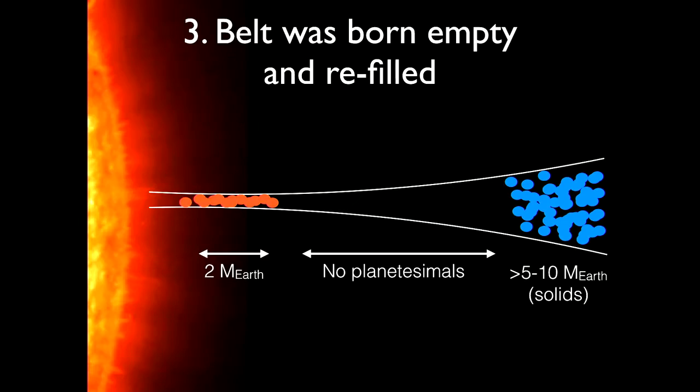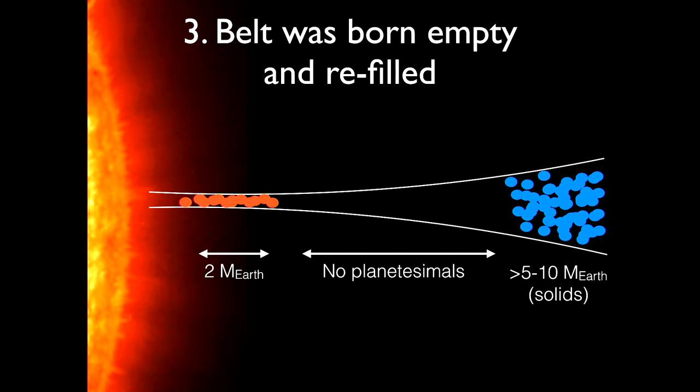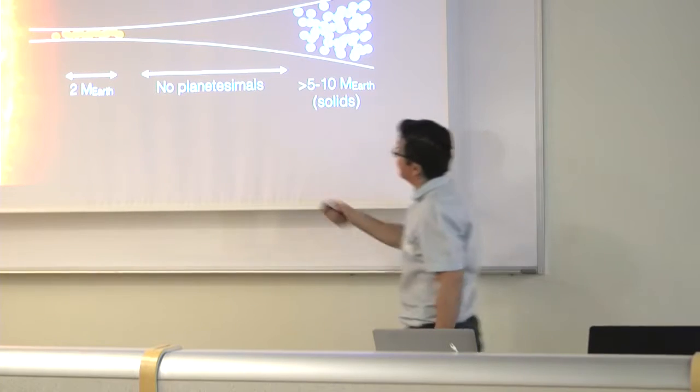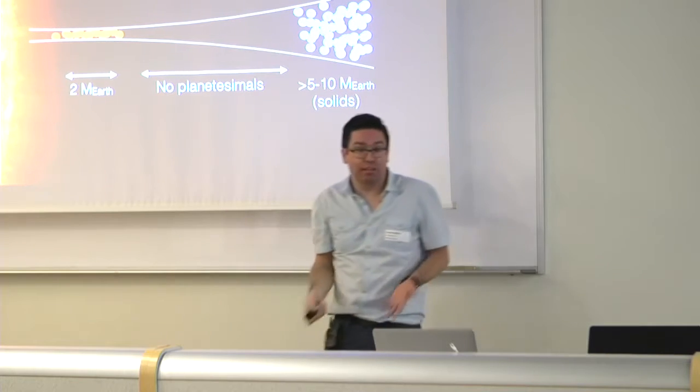So the third idea, the third possibility, is that the belt was born empty, fully empty, and refilled. In that case, you also should not have problems making a small Mars. Because if the belt is empty, this is essentially the Hansen model, or you have a very truncated disk. But the question is how to refill the belt with the asteroids that we know today.